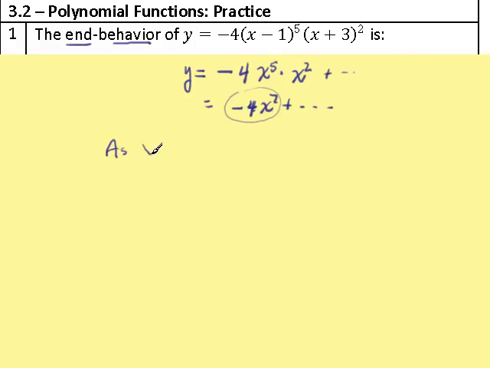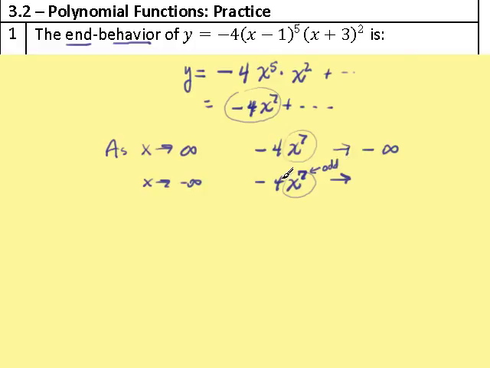So we say as x goes to infinity, what happens to -4x to the 7th? This is getting larger and larger, and we have this negative in front, so this is going to go to negative infinity. And as x goes to negative infinity, the same leading term, well, this goes to negative infinity. Notice this is odd. So x is going to negative infinity, and we have the negative in front, so that would be 2 negatives, so that would be positive infinity.